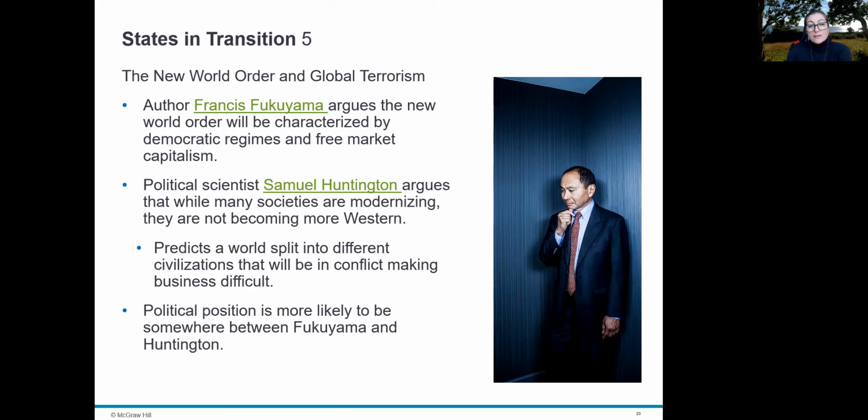Whereas political scientist Samuel Huntington argues that while many societies are modernizing, they're not necessarily becoming more Western. And so he predicts that there'll be a split into civilizations that will be in conflict. And of course, that increases the risk for those of us engaged in international business. So what does all of that mean? It means that probably we're going to end up somewhere in between what Fukuyama predicts and what Huntington predicts.